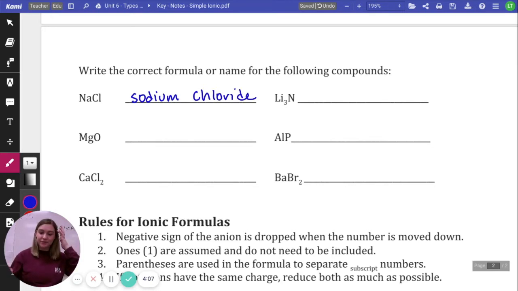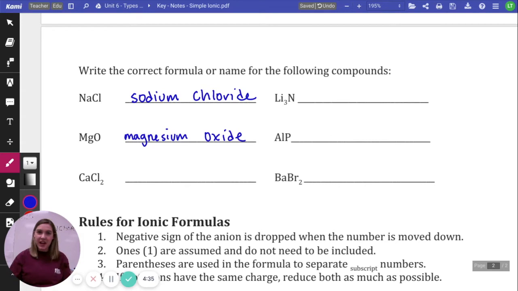Pretty simple. All right, let's do the next one. In our next one, we have MgO. Mg is magnesium, a metal, so its name remains unchanged. It's just going to be magnesium. Then we have O, oxygen. You're going to drop pretty much all of it, and it's going to become oxide. So magnesium oxide.